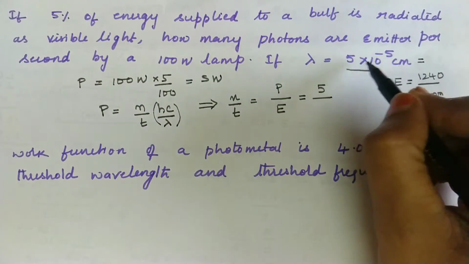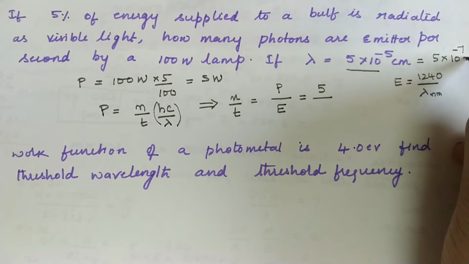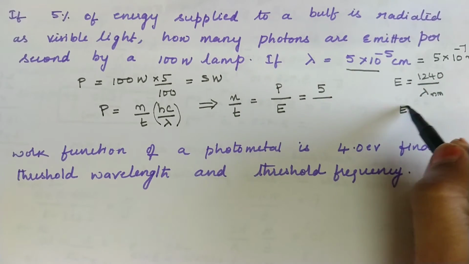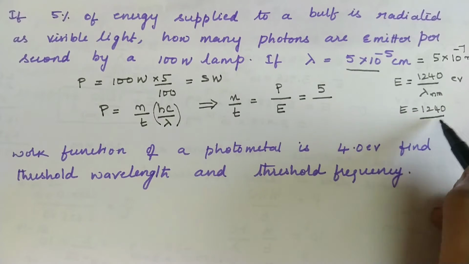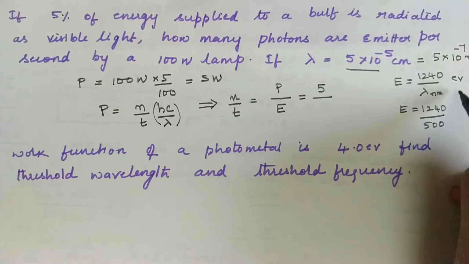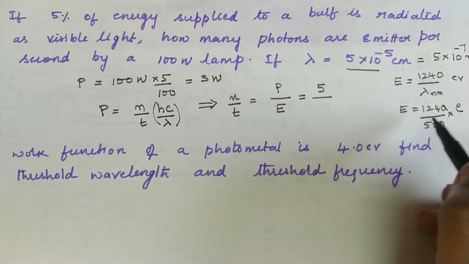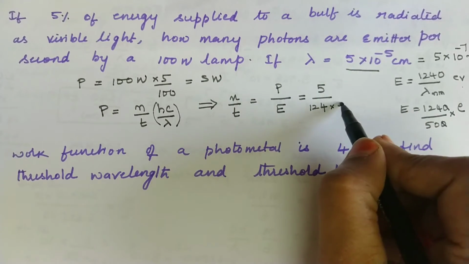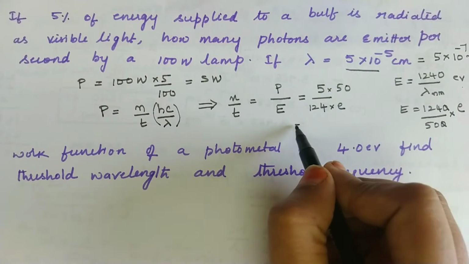See, when I simplify this, what is the wavelength? 5 into 10 to the power minus 7 meter, that's nothing but 500 nanometer. So calculate the energy in electron volts first: 1240 by 500. You will get the answer in electron volts. If you want to convert it into joules, I'll multiply with e. When we simplify it, it is 124. I'm putting this value into the charge of electron divided by 50. Hope you can simplify this.